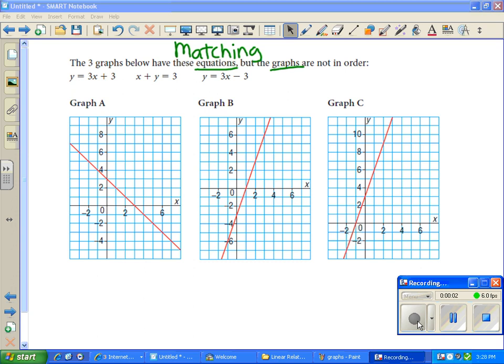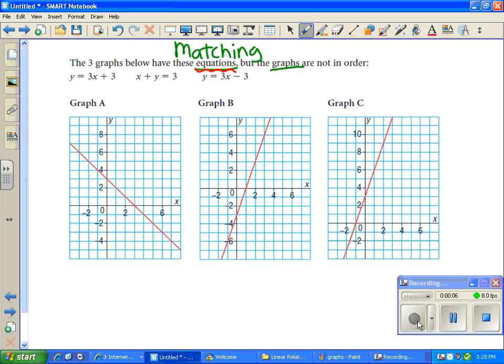All right, I'm going to share with you just a quick strategy to try and match equations with their graphs. So first of all, we have three equations here. We'll look at the first one, y equals 3x plus 3, and try and think about which line here, line A, B, or C, might match it.